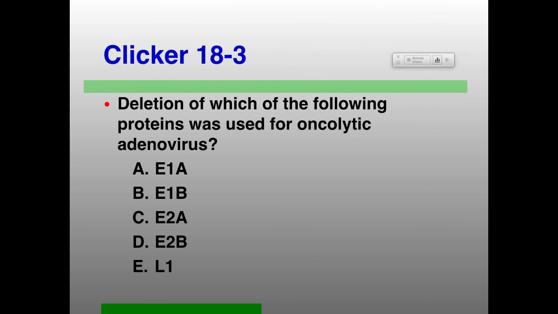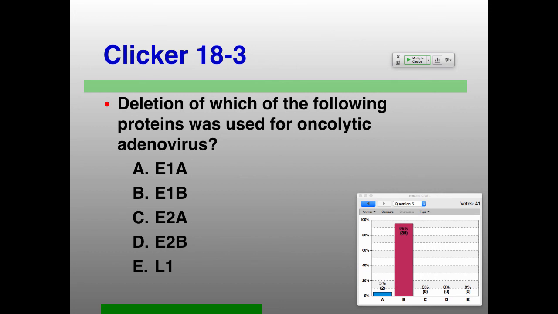Apoptosis. I like that. That's good. Yes. E1B. We'll see you on Wednesday.